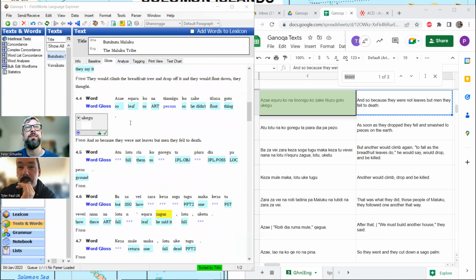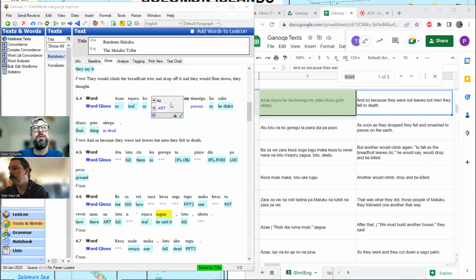Let's see the whole sentence there. So they didn't float. Not he didn't. Azake is going to be they didn't. Then leaves. Float. So as men, therefore, they didn't float. Thing. Could be thing, yeah. But men. I'm going to call this as dead. The ukega. And we should change this tinoni as people. Ones as people.